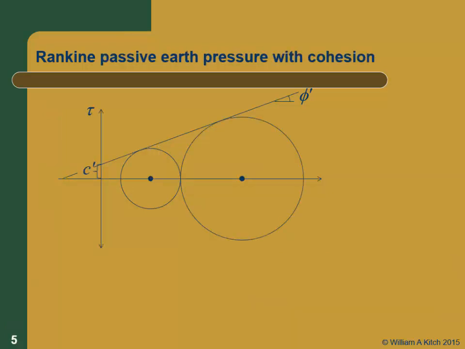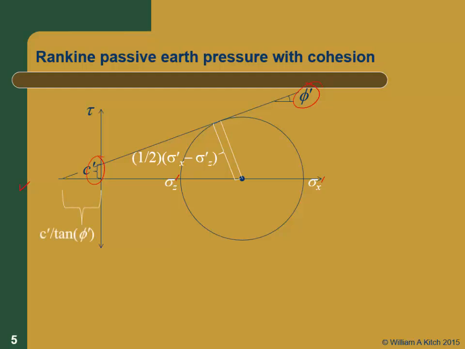All right, well, let's look at the same thing when we have cohesion. So the only difference now is that we've got both c prime and phi prime. So we'll start with the passive case. So here's my passive circle. These still should be sigma primes. Sigma prime z on the left and sigma prime x on the right now. My radius is the same. It's 1/2 the quantity sigma prime x minus sigma prime z.